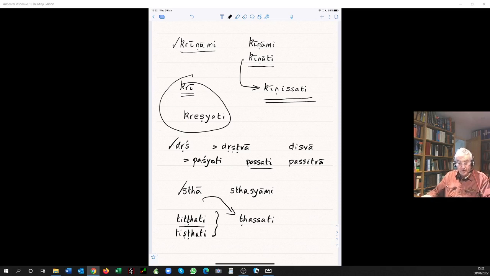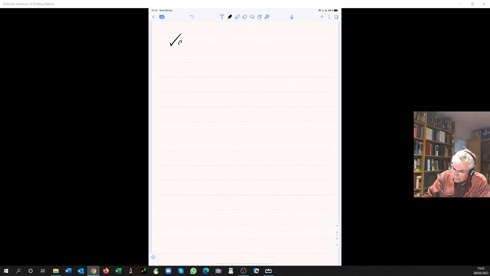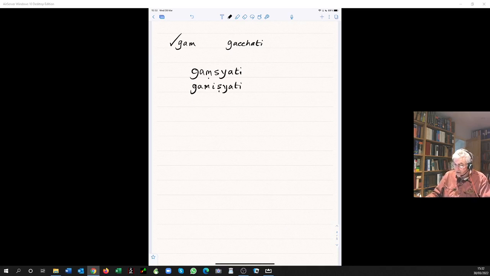Look also, looking at the top of page 56 now, we have our root gam. We know it's a little bit irregular in the present stem because the gam becomes gach, gachati. Same in Sanskrit and Pali with gachati. In Sanskrit, you can do one of two things. You can have gamsyati with the future sya added directly to the root, which then becomes a dotted m before an s, not gamsyati but gansyati. You can also in Sanskrit have it with the connecting vowel i. Both forms are allowed in Sanskrit. Gamsyati or gamishyati.